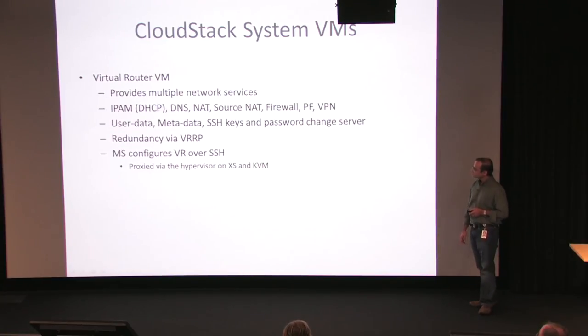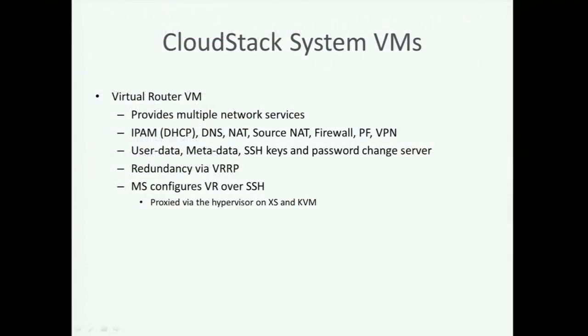provide all these wonderful services. So you can do redundancy. And typically, the management server configures the virtual router over SSH. If it's a XenServer or KVM, it'll proxy through the hypervisor. What it does is send a plug-in command to the hypervisor, and then the hypervisor sends an SSH command to the virtual router.